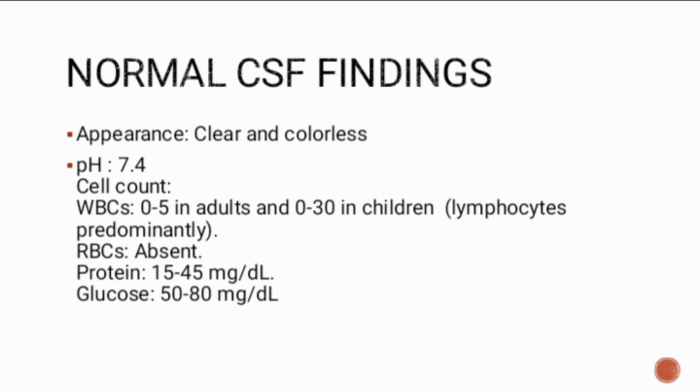Under normal conditions, cerebrospinal fluid is clear and colorless with a pH of around 7.4, which is slightly alkaline. Protein levels should be between 15 and 45 mg per deciliter, and glucose levels are usually between 50 and 80 mg per deciliter. WBC count is very low, about 0 to 5 per microliter in adults, and there shouldn't be any red blood cells present.